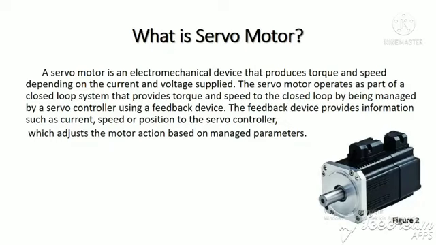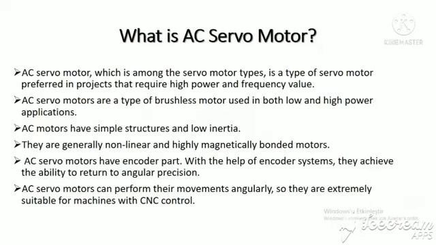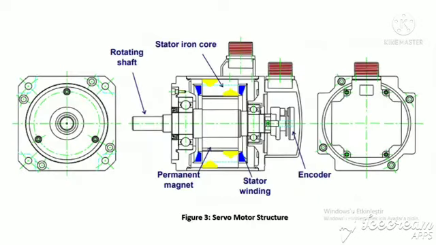There are two types of servo motor, AC and DC servo motors. AC servo motors are a type of brushless motor used in both low and high power applications. They also have a simple structure and low inertia, and are generally nonlinear and highly magnetic. There is an encoder part, but the encoder will be explained in the following slides. The servo motor structure includes the rotating shaft, stator iron core, permanent magnet, stator winding and encoder.